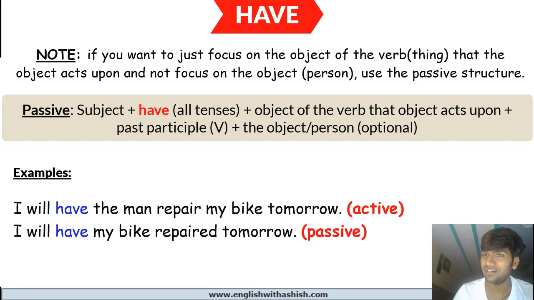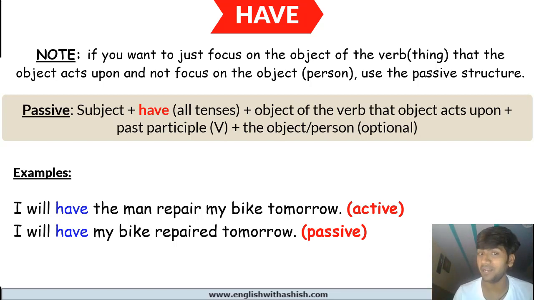I will have my bike repaired tomorrow, and it is obvious that somebody is going to do it, but I don't want to focus on the person who's going to perform this action because that is not important, right? The focus here is the object that is going to be worked on, that is going to be acted upon, and that is my bike. I will have my bike repaired tomorrow. Obviously somebody is going to do it.